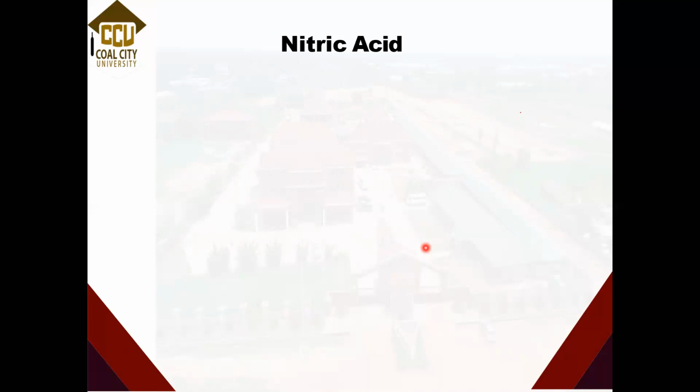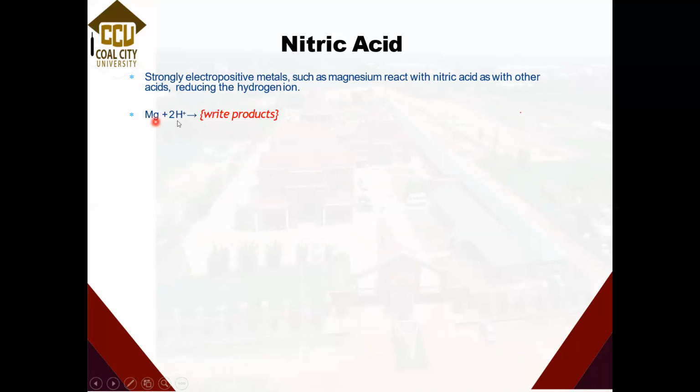Nitric acid: a strongly electropositive metal, such as magnesium, reacts with nitric acid as with other acids, reducing the hydrogen ion. So it's possible for magnesium to react with H+, it's a strongly reducing metal. So magnesium reacts with nitric acid as with other acids, reducing the hydrogen ion. So this is just a simple equation.